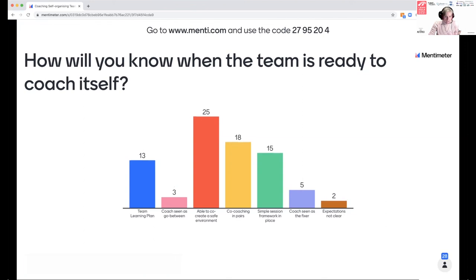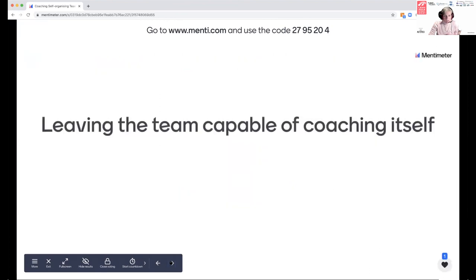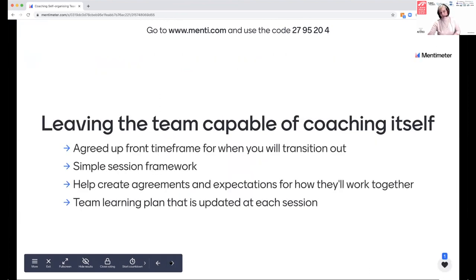Yes, fantastic. Okay, so I'll close the voting. And here we go. The answers are one potential answer, our thoughts on the process and on leaving the team. So if the team is capable of coaching itself, there's already, from you as a team coach perspective, an agreed upfront time frame when you're going to transition out. And so there's a clear pathway for when the team will be left to self-organize and coach themselves.